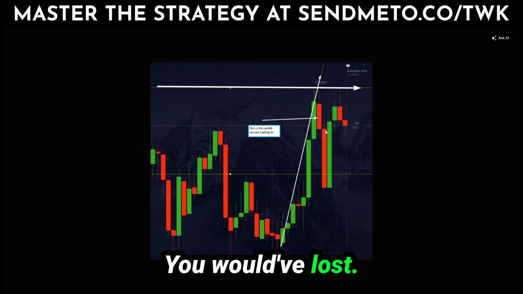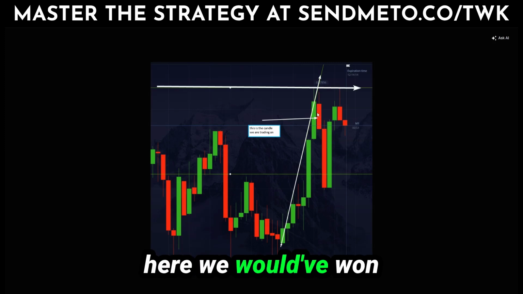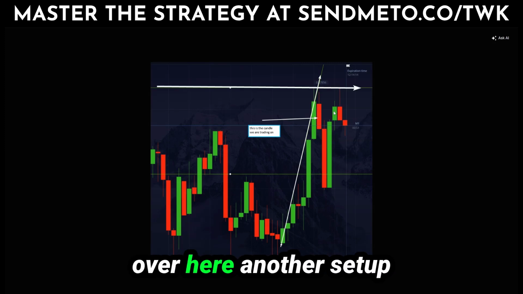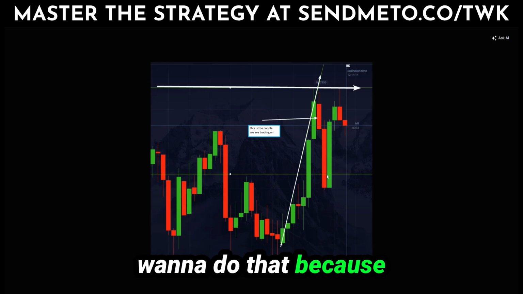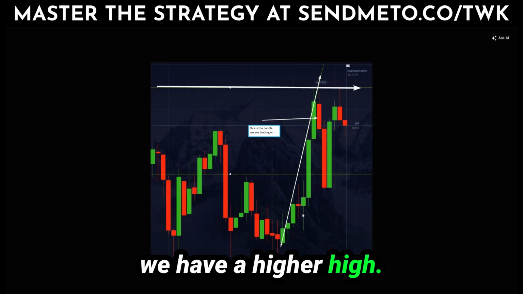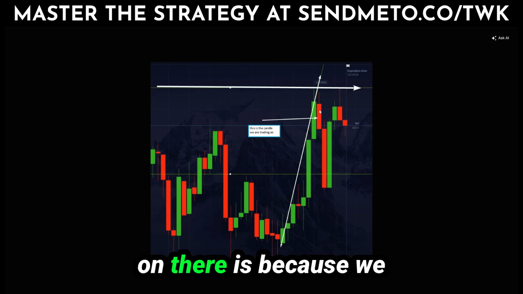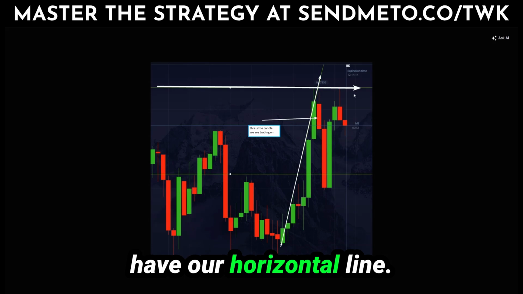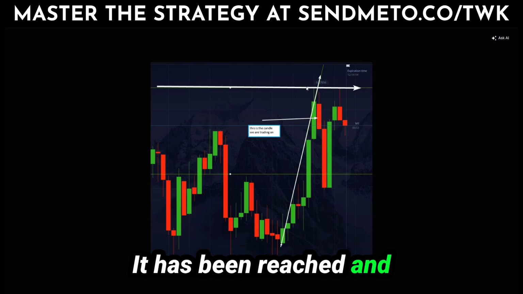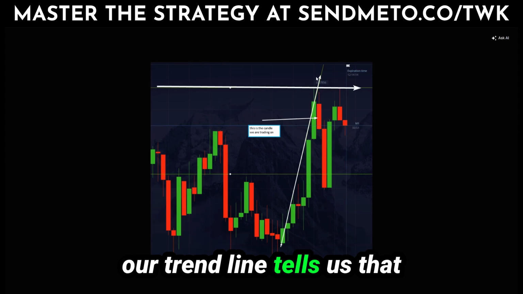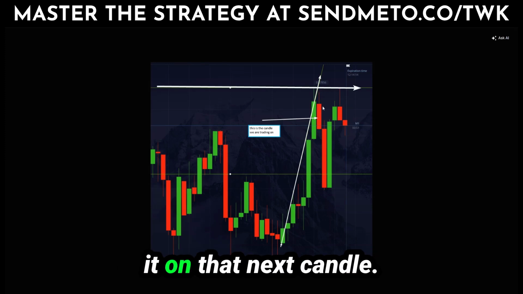You would have lost. If you entered over here, we would have won, and we could have won over here, another setup, although you wouldn't want to do that because we have a higher high. The candle we're trading on is this red one, and the reason we're trading on there is because our horizontal line has been reached, and our trend line tells us that where they cross, we take it on that next candle.